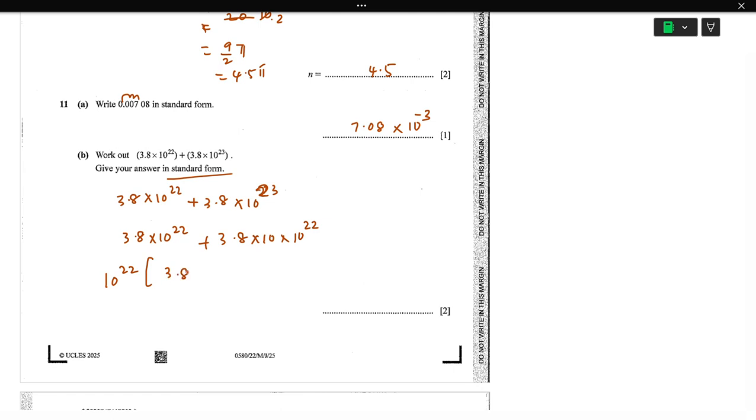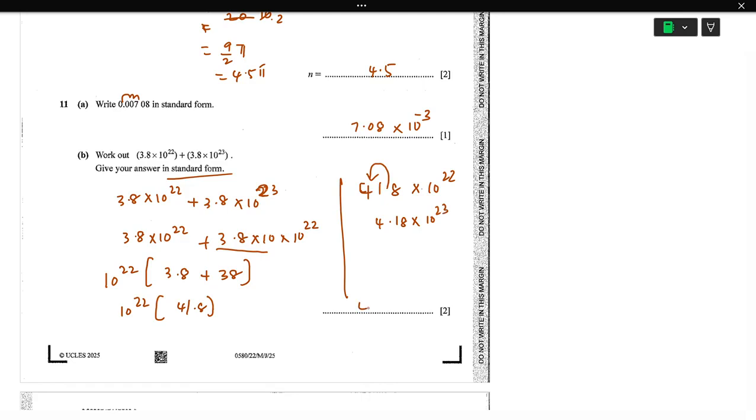So first 3.8 plus here 3.8 times 10, which is going to be 38. So 10 power 22 times 3.8 and 38, which is 41.8. So we are getting this answer, 41.8 times 10 power 22. But the final answer they say is a standard form. So we need to move the decimal here, which is one zero increasing. So 4.18 times 10 power 23. So the answer is 4.18 times 10 power 23.